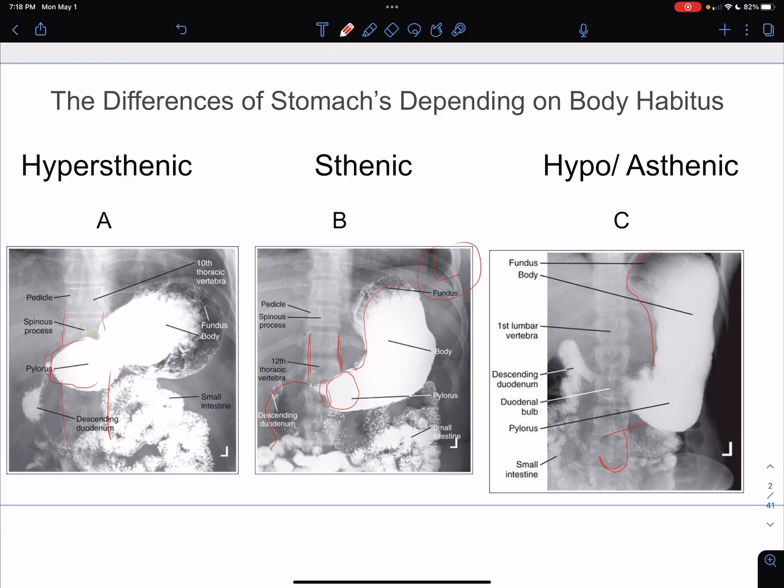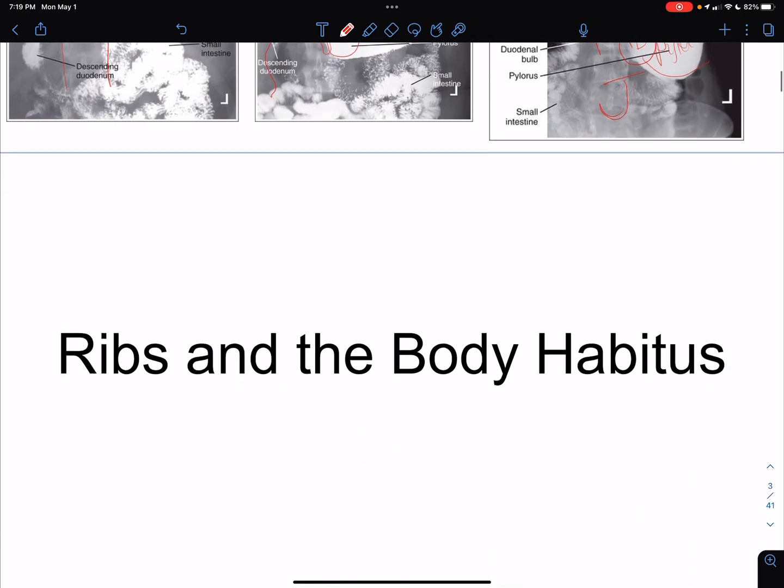Okay, so on the J-shaped patient, our fundus is going to be above, and our pylorus is going to be down here, and this is our duodenal bulb. And so now on the J-shaped stomach, everything is pretty much on the left side of the body, kind of on the other side of the vertebral body. So this is important to keep in mind when you're looking at a patient, to just kind of know where their stomach is going to be located.